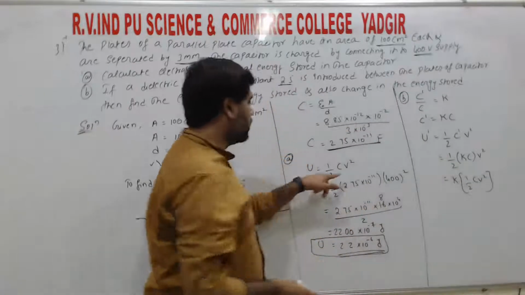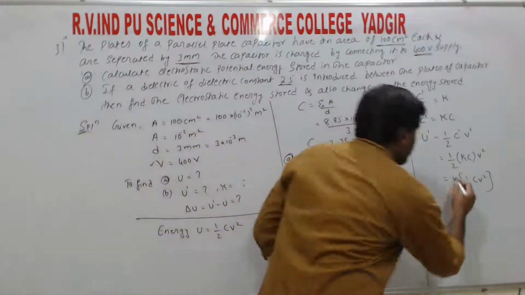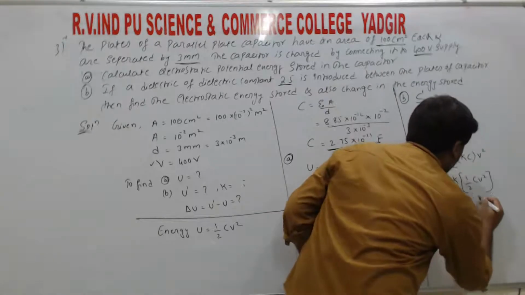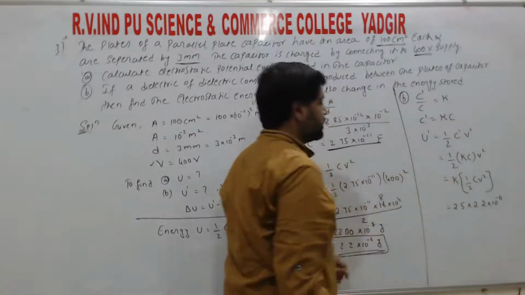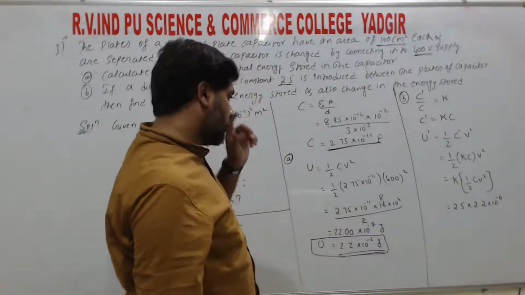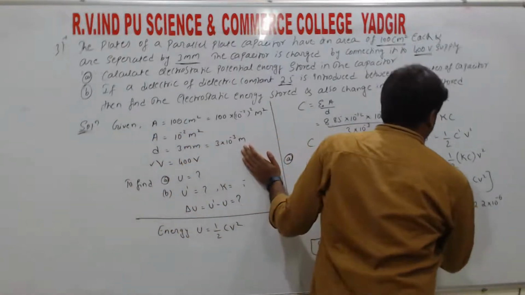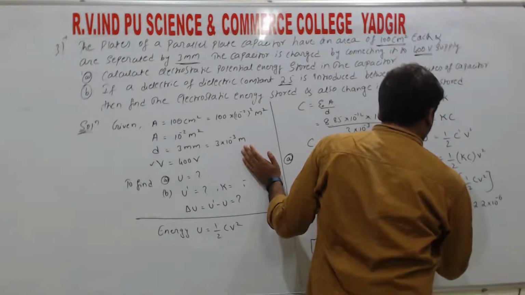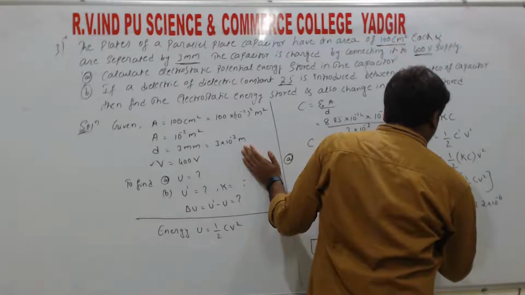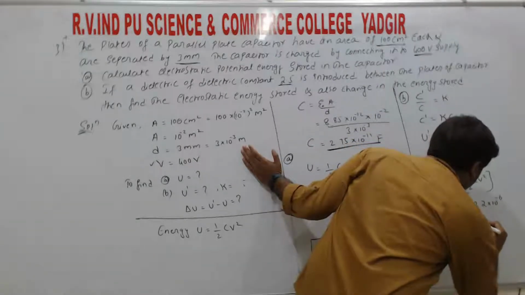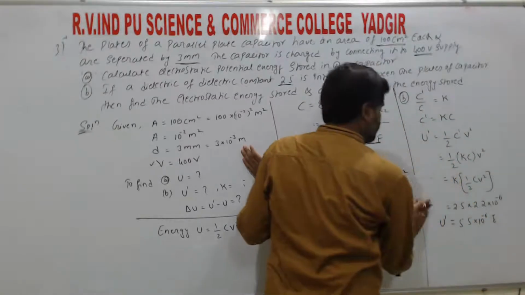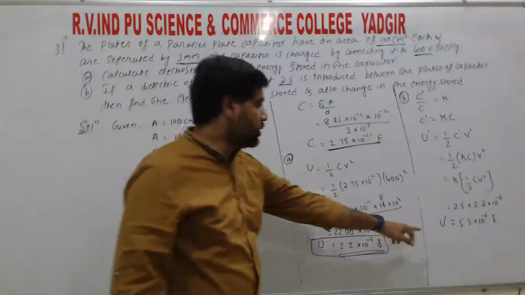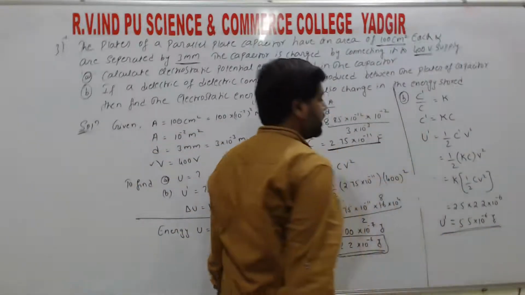So what is C V square? Here we get the values. K is 2.5 into half C V square value, 2.2 into 10 to the power of minus 6. 25 into 22, so we get 5.5 into 10 to the power of minus 6 joules. So this is U dash, for the second case when the dielectric is inserted.